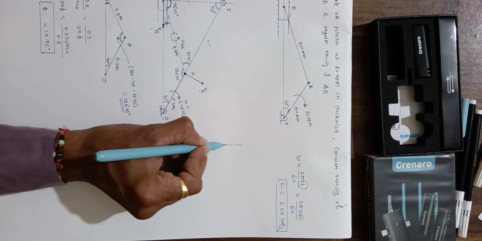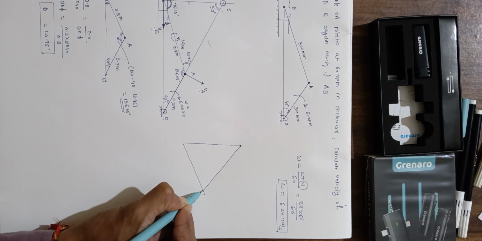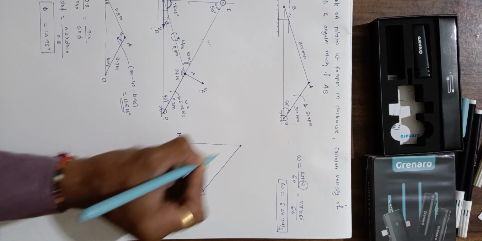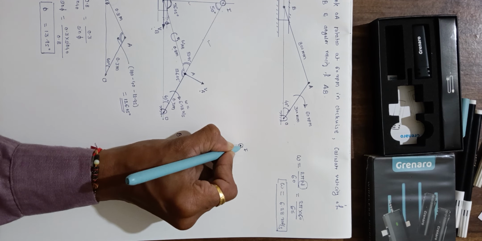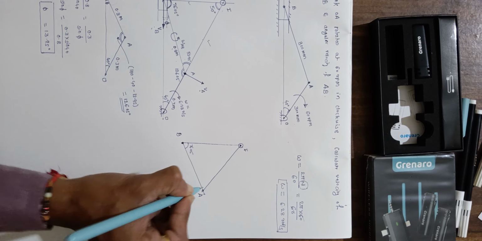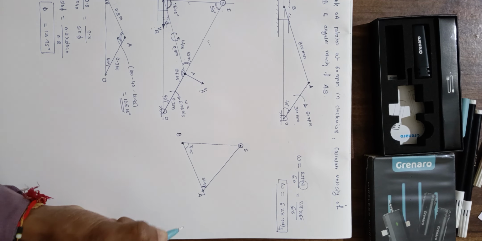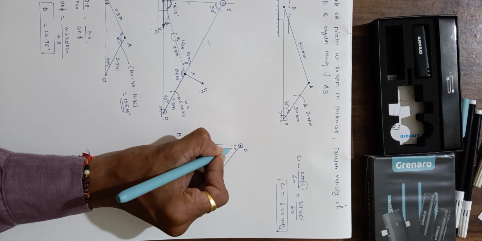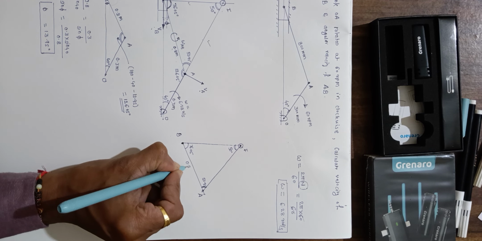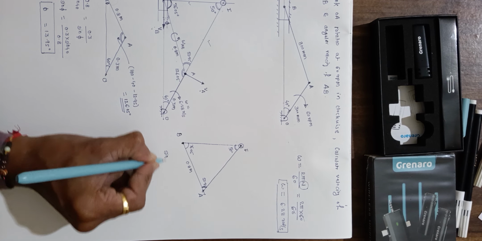So now refer to this triangle. This point is B, this point is A, and this point is I, which is the ICR point. Angle B is 76.05, this angle is 53.95, and this angle is exactly 50 degrees. One side AB is known, which is 0.8 meter. Now to find out BI and AI, use the sine rule.